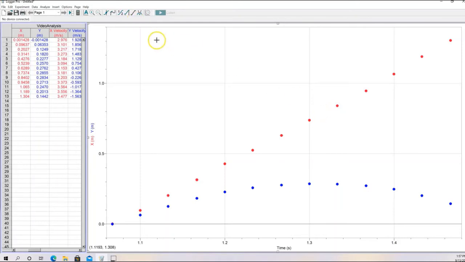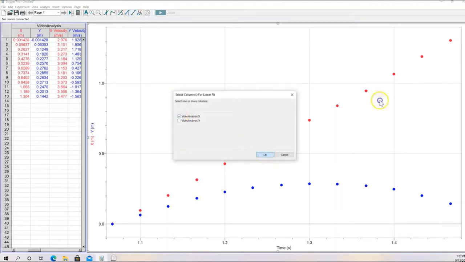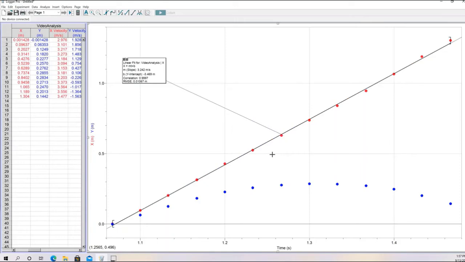Let's see if we can analyze what the velocity was. We can do a linear fit on the x values here, and we find that the slope was about 3.2 meters per second. So that just meant that our projectile in the horizontal motion goes at a constant speed of about 3.2 meters per second. What about the vertical motion? Well, this looks like a parabola to me, but to be sure, what we can do is look at the vertical velocity graph.